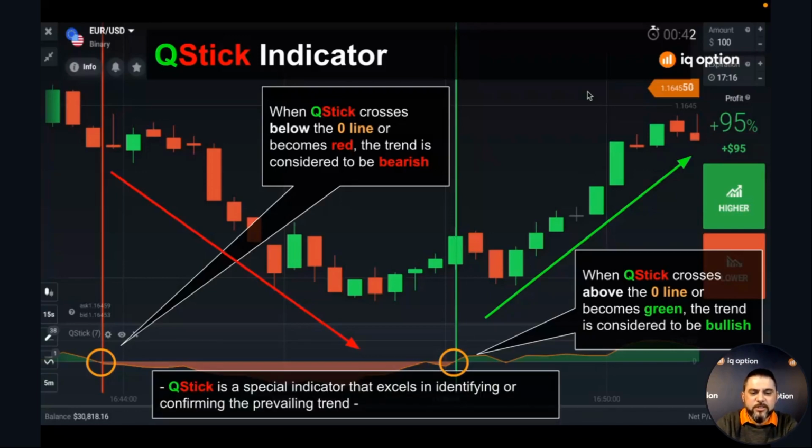QStick is a special indicator that excels in identifying or confirming the prevailing trend. Again, we can see together with the QStick and together with the COMMA and the ATR, all 3 of them work for exactly the same thing, showing us the trend, the change in the trend, and the prevailing trend. So very, very good setup, the 3 of them.